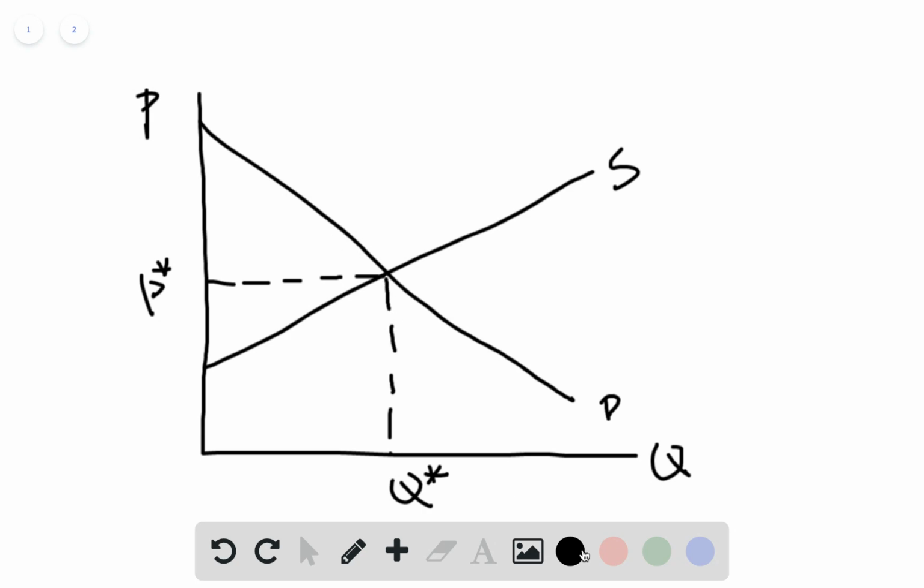Okay, so that's the original equilibrium price and equilibrium quantity. Based on these, from the definition of consumer surplus and producer surplus, we know this large triangle here is consumer surplus, and this triangle here will be producer surplus. So this is the original case.